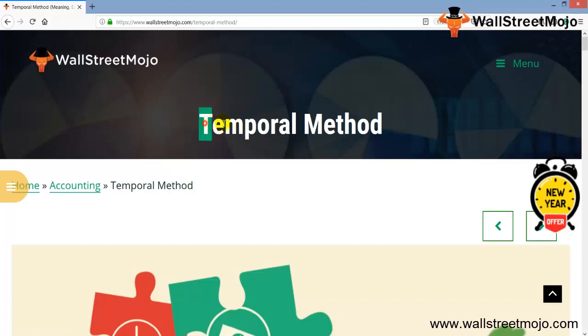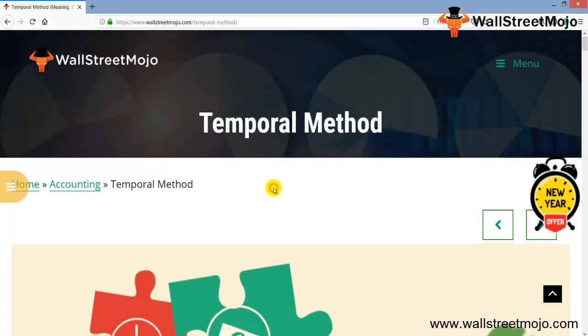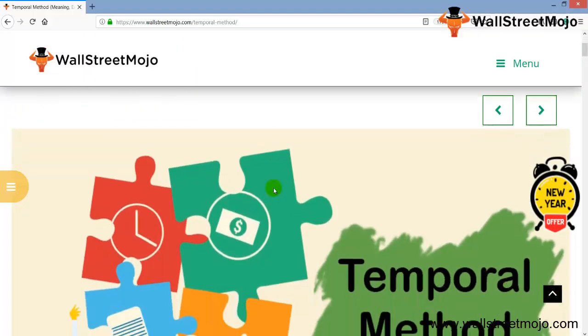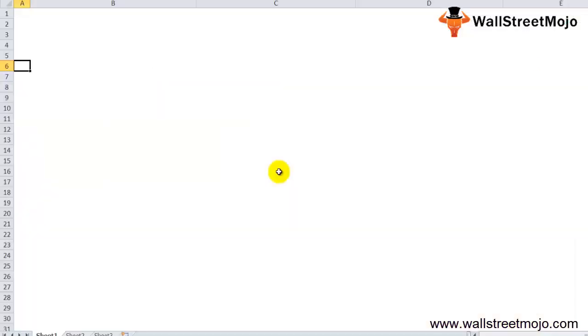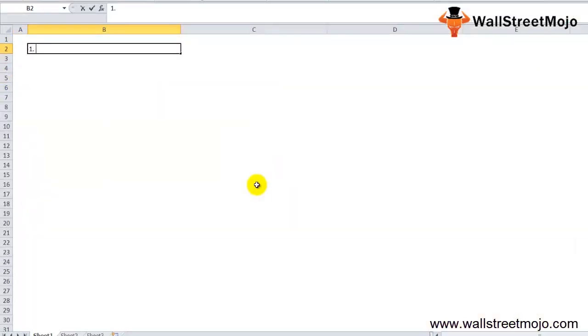Today we have a topic with us, the temporal method. We'll try and discuss this. This is an accounting method. We'll discuss this in a very detailed format. At the very first and foremost stage, we'll discuss what the temporal method is.